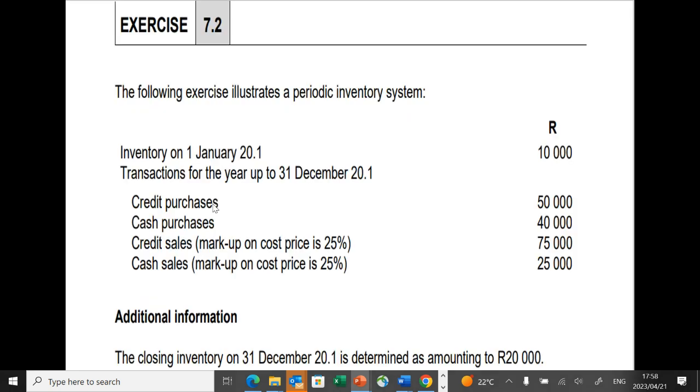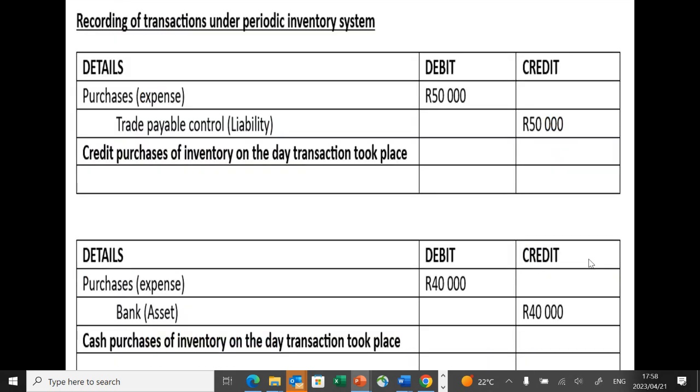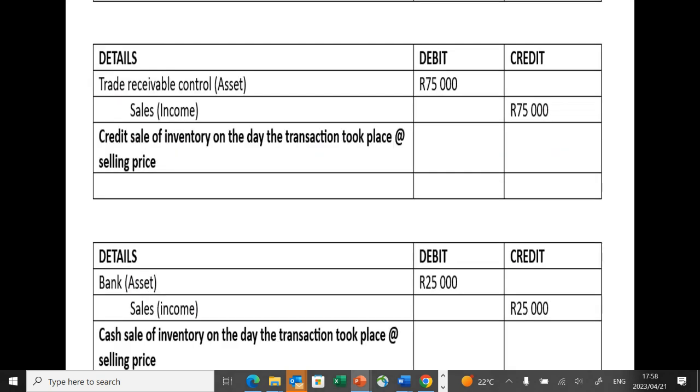Number two, they also made a cash sale of 25,000. They made a cash sale of how much? Of 25,000. So they've received cash, you debit your bank. Your bank is an asset, increasing on the debit side by 25,000. And what do you credit? You credit your sales. It's an income, increasing on the credit side by 25,000. Again, here you don't see anything about cost of sales. So I think now it's clear what the big difference is between the perpetual inventory system and the periodic inventory system.